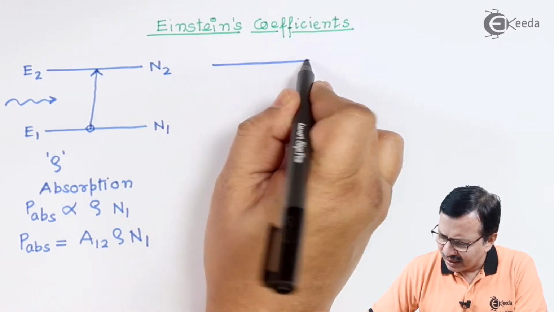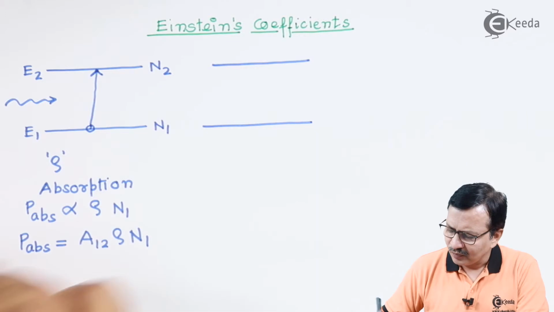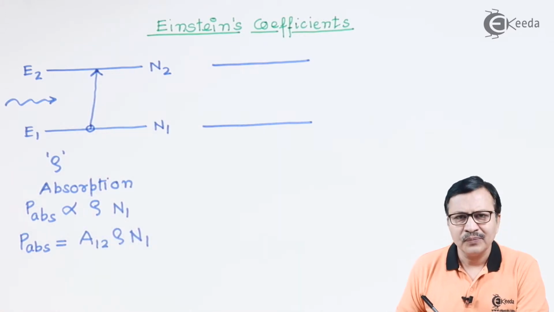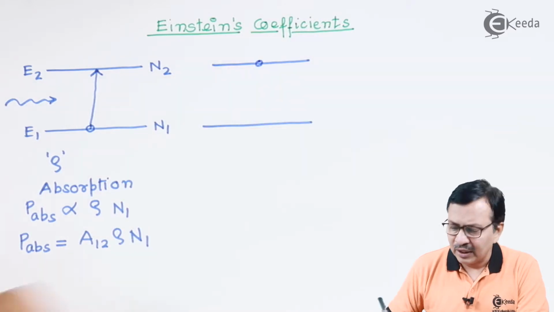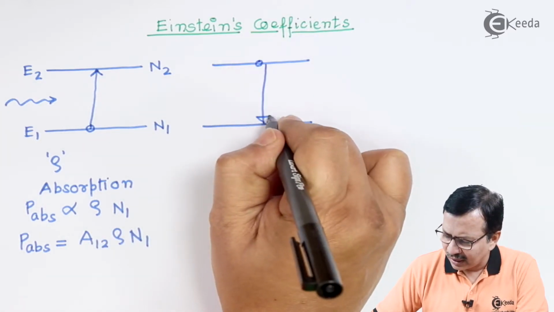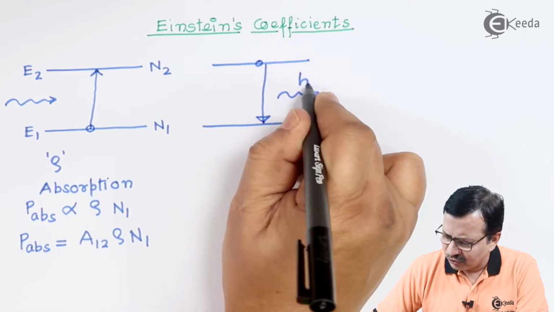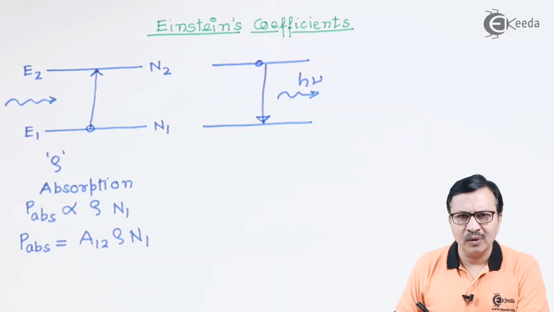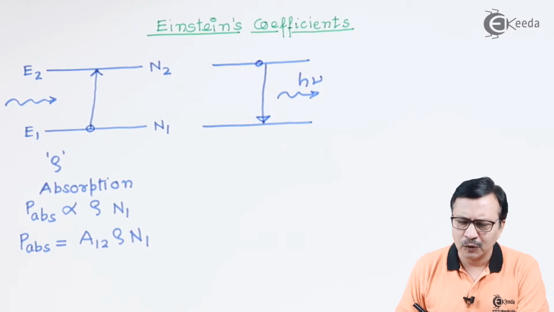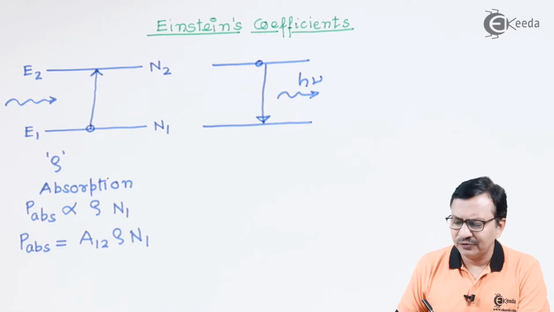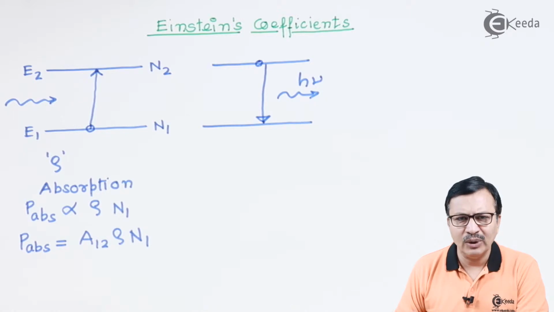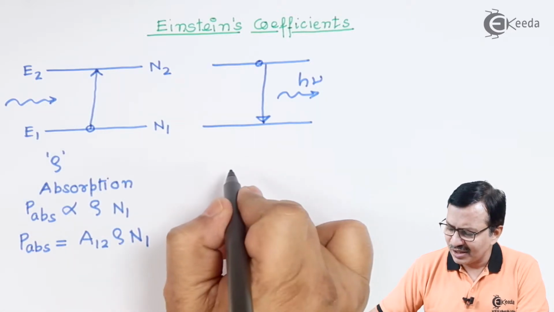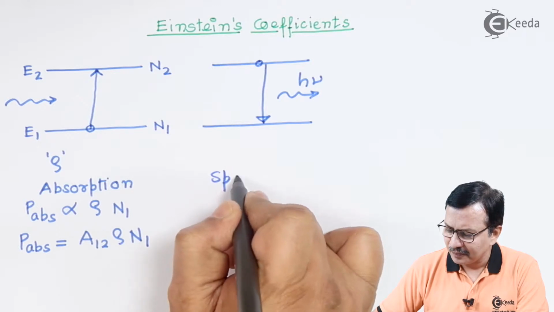Another way in which it will interact is this one. Once again, a similar situation, and this atom which is now in the excited state will move back into the ground state and release a photon of energy h nu. H is the Planck's constant, nu is the frequency of the photon. Such a transition from the higher energy level to the lower energy level without any external trigger is called spontaneous emission.